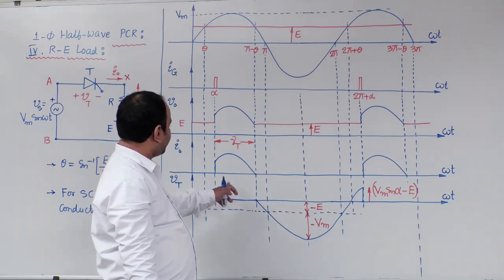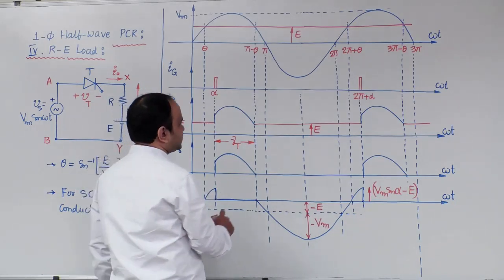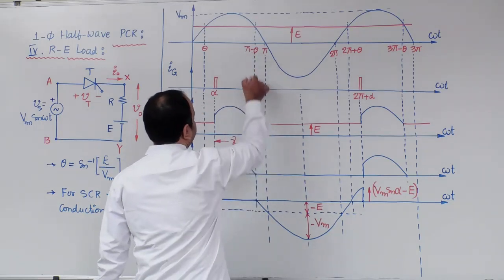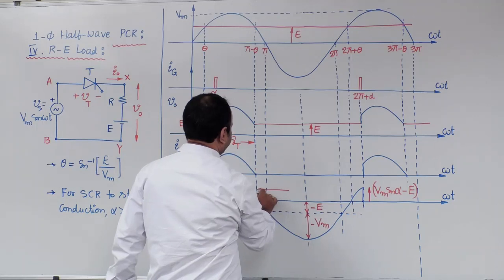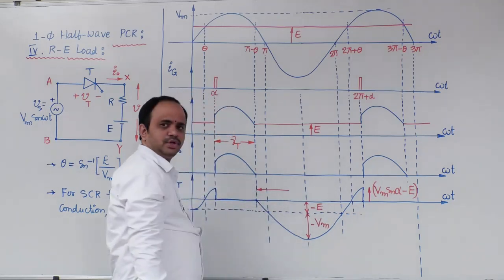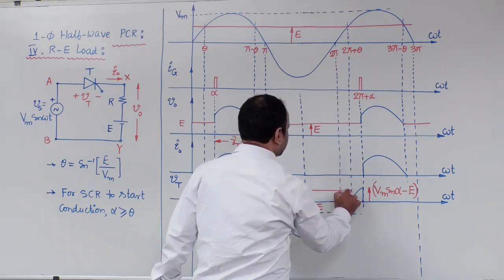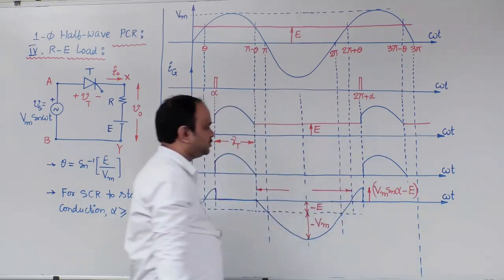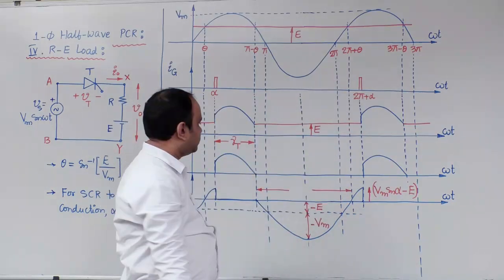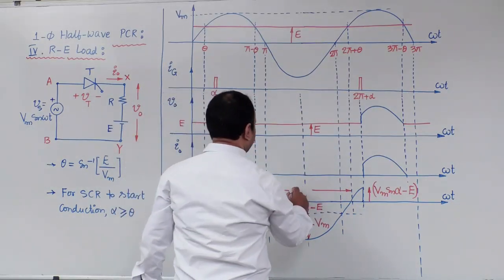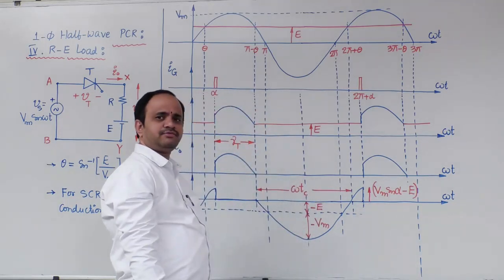Next important point is circuit turn off time. How to define circuit turn off time? The instant where anode current is 0, that is pi minus theta, to the instant where reverse voltage due to the external circuit is 0, that is 2 pi plus theta. This interval will be treated as the circuit turn off time.